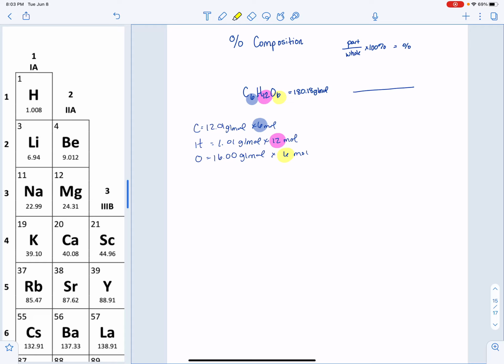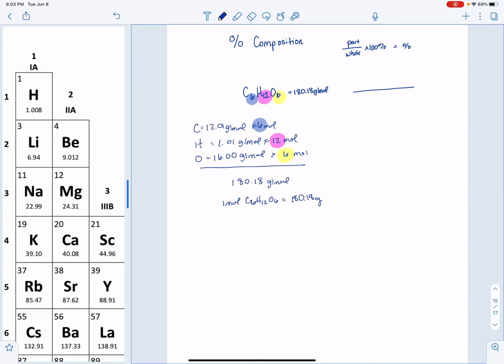When you put that in the calculator, I already put it in, you're going to get 180.18 grams per mole. And this right here, this is in 1 mole, it's the molar mass of C6H12O6. That's the mass of that amount right there.